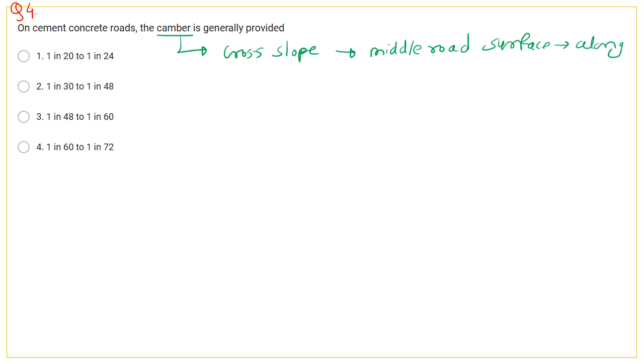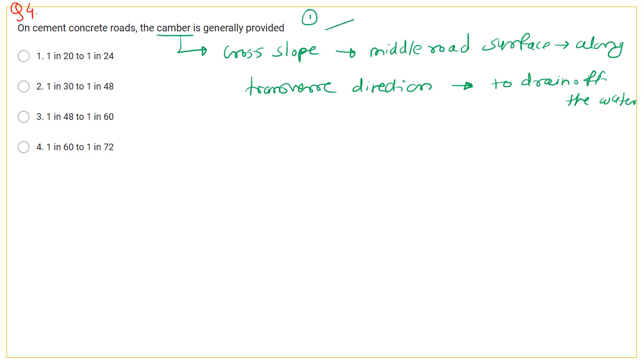along the transverse direction to drain off the water. For that, this camber is used. And this camber is of 3 types. First is straight type camber, second is parabolic camber, and third is composite camber. So these are the 3 types of cambers.